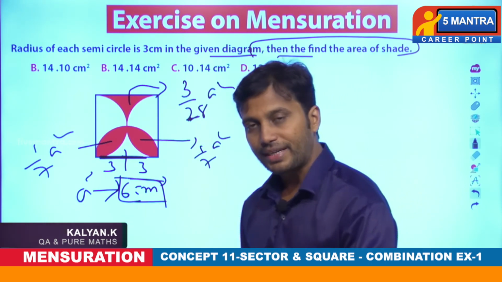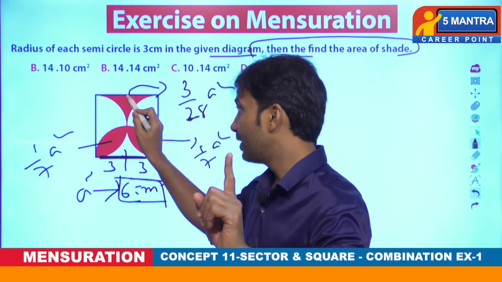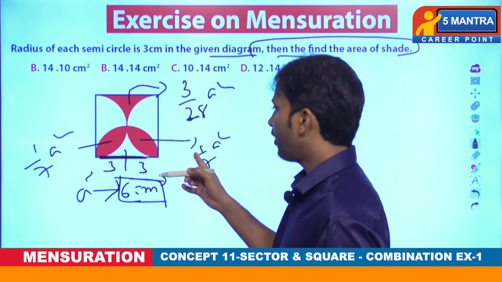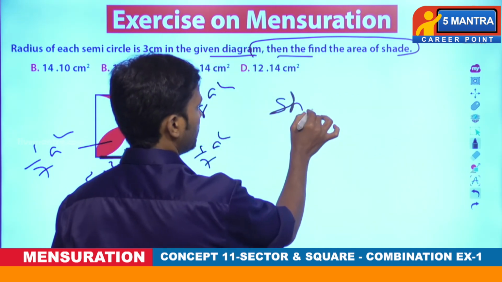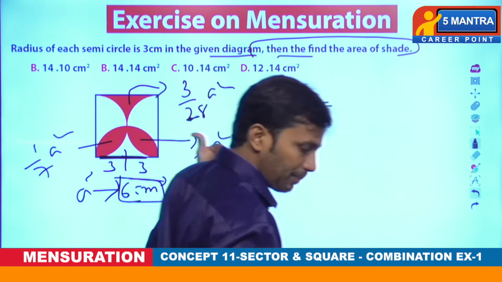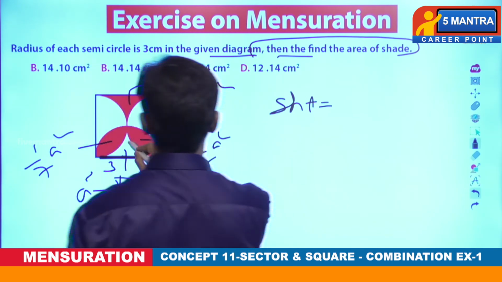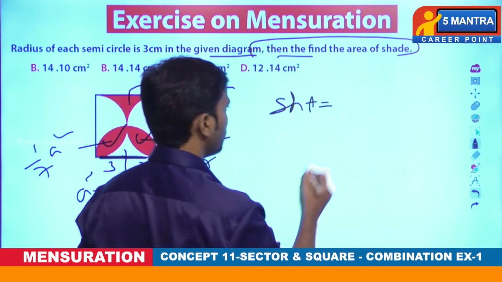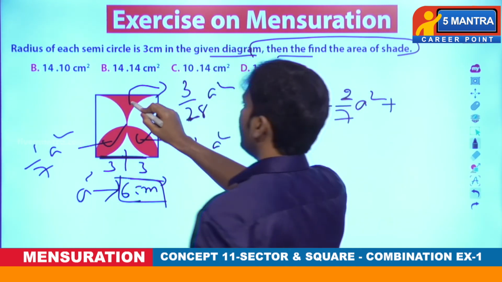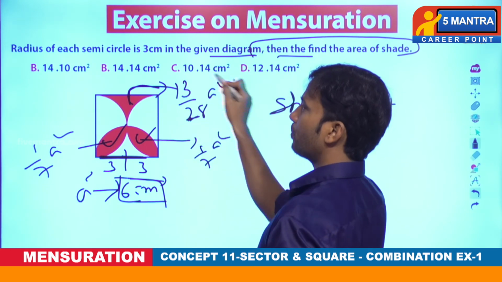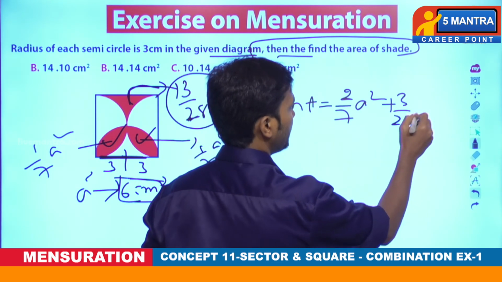So how many flower petals are there and how many gaps are there? 2 flower petals and 1 gap. Each flower petal is carrying 1 by 7 A square. So the total shaded area would be 2 times 1 by 7 A square, because 2 flower petals are there, so 2 by 7 A square, plus only 1 gap is there. That is occupying what area? 3 by 28 A square.